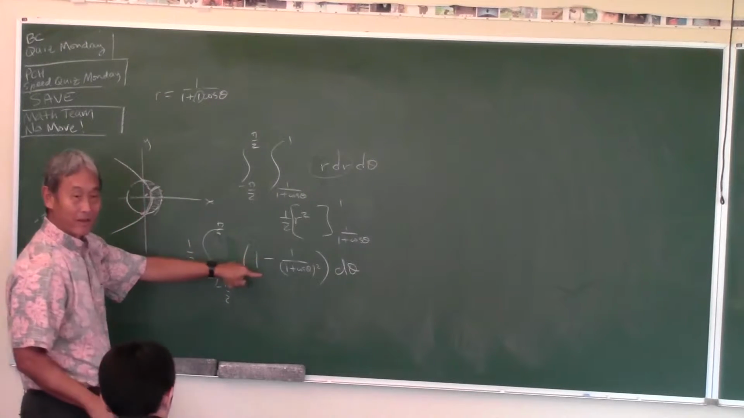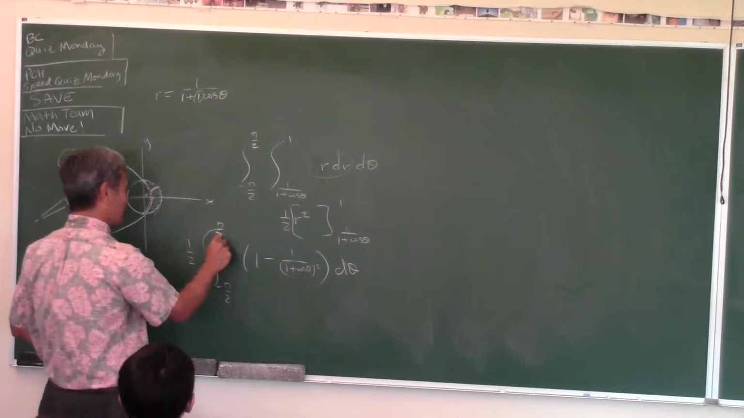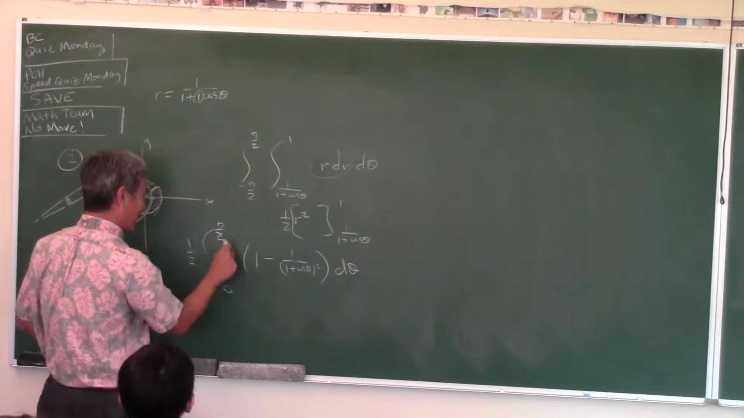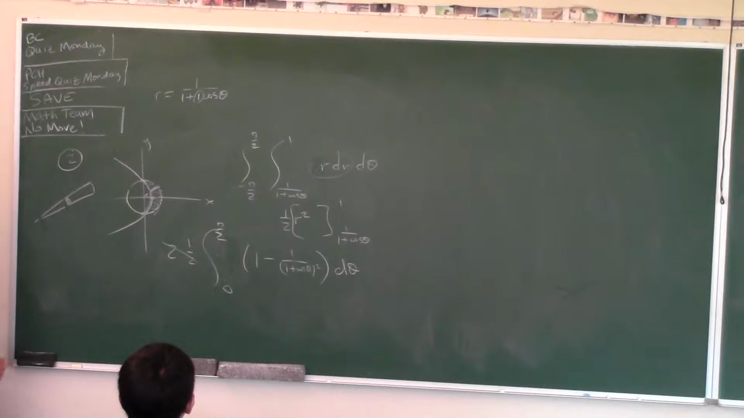Now, how do I integrate that? That's the problem. Question: can you do from 0 to pi over 2? Yeah, you can go 0 to pi over 2 and multiply by 2 if you want. Okay, let's do what Haas said. Go from 0 to pi over 2 and multiply by 2. Plus, it's easier to plug in 0 than negative pi over 2 anyway.